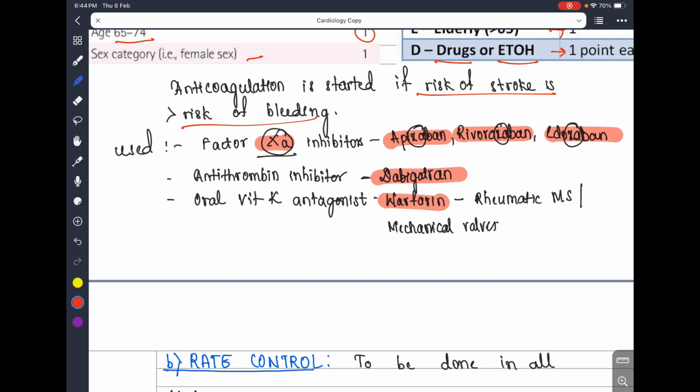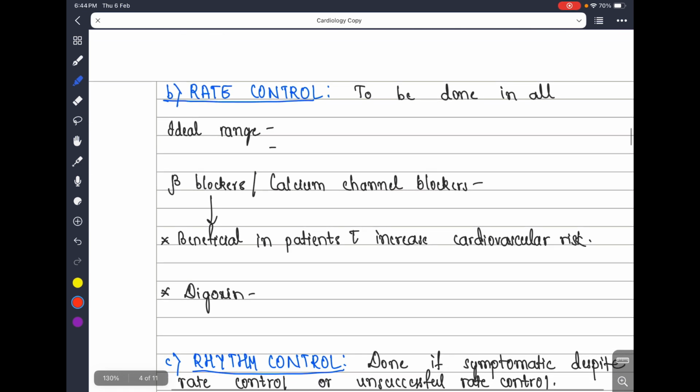So this is how you reduce the risk of stroke. What were the other two? You will control the rate and rhythm, and you will reduce the risk factors for atrial fibrillation. So let's come to the second one, rate control. It has to be done in all the patients. What is the rate in atrial fibrillation? I told you it's between 100 to 160, right? So now you have to control the rate. Ideal rate is, at rest, the patient should have less than 80 beats per minute.